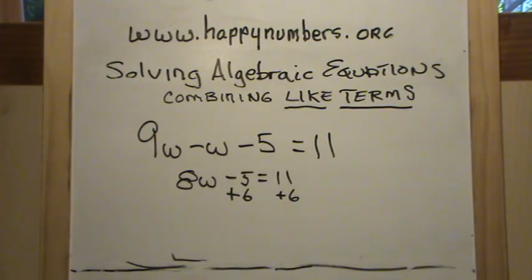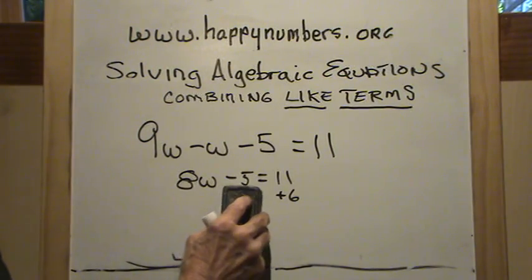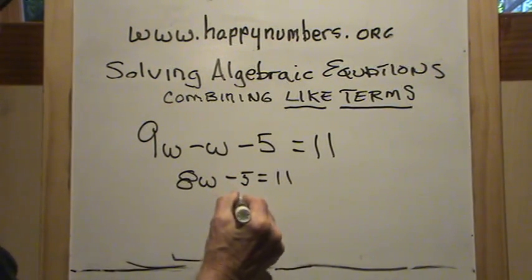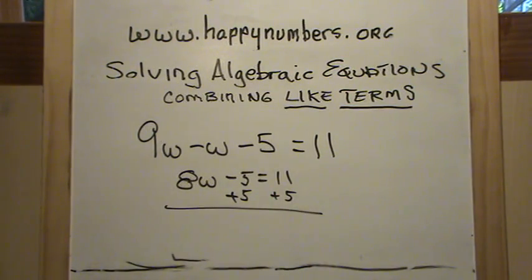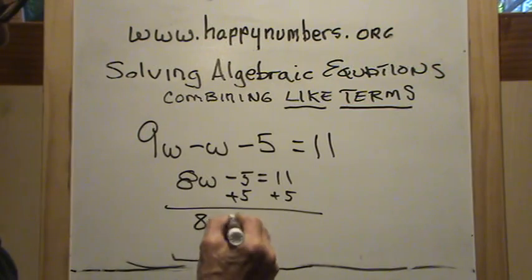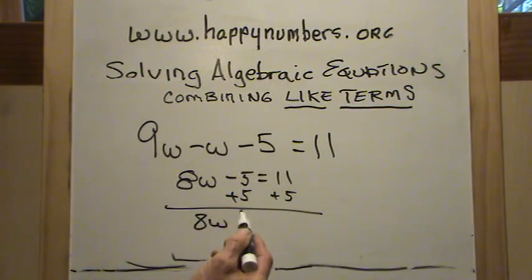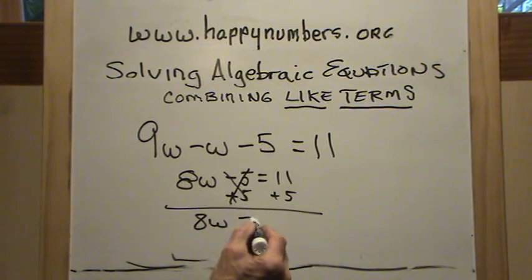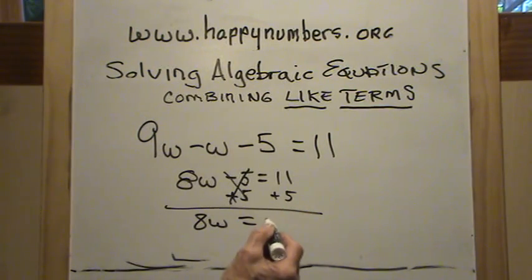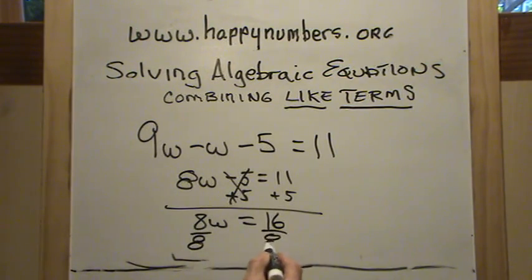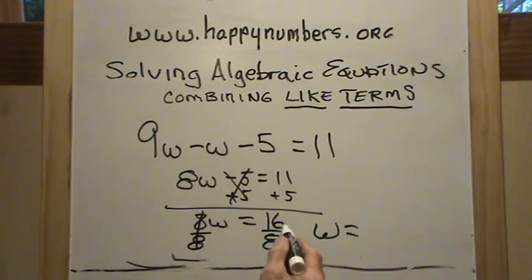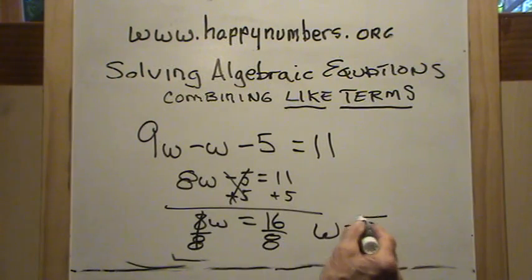Whoops, my bad. Positive 5, positive 5. I get 8w. If I combine a negative 5 and a positive 5, that goes away, and I get 11 plus 5 is 16. This is multiplication here, so I'll divide by 8 and divide by 8. Cancels out, and w equals 16 divided by 8, which is 2.